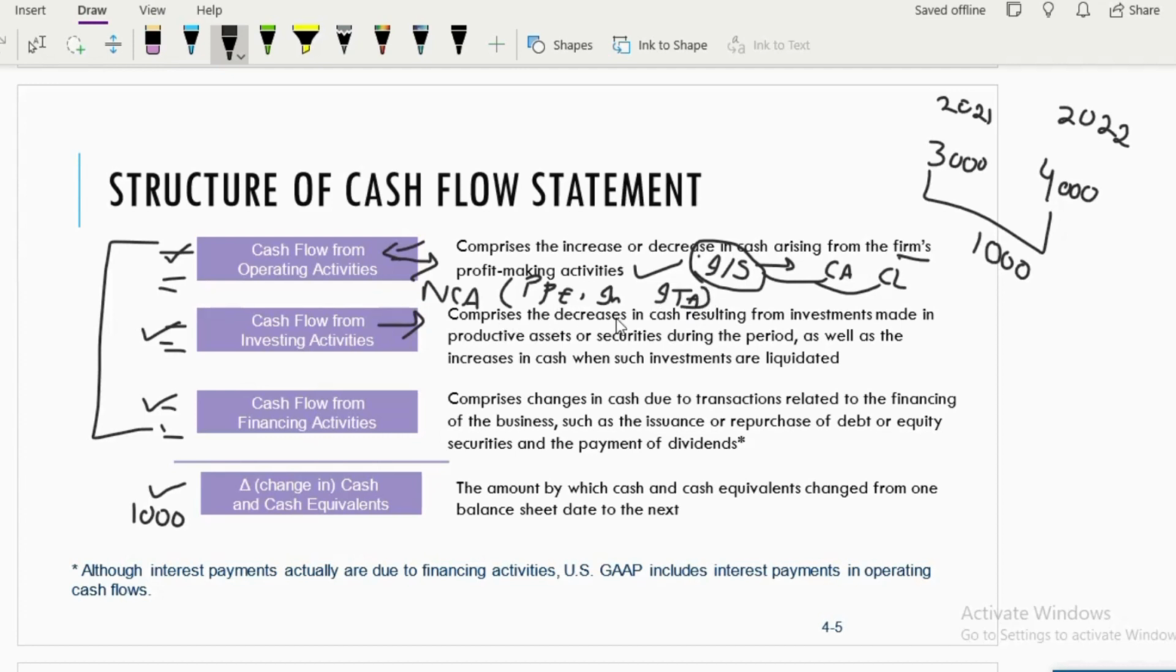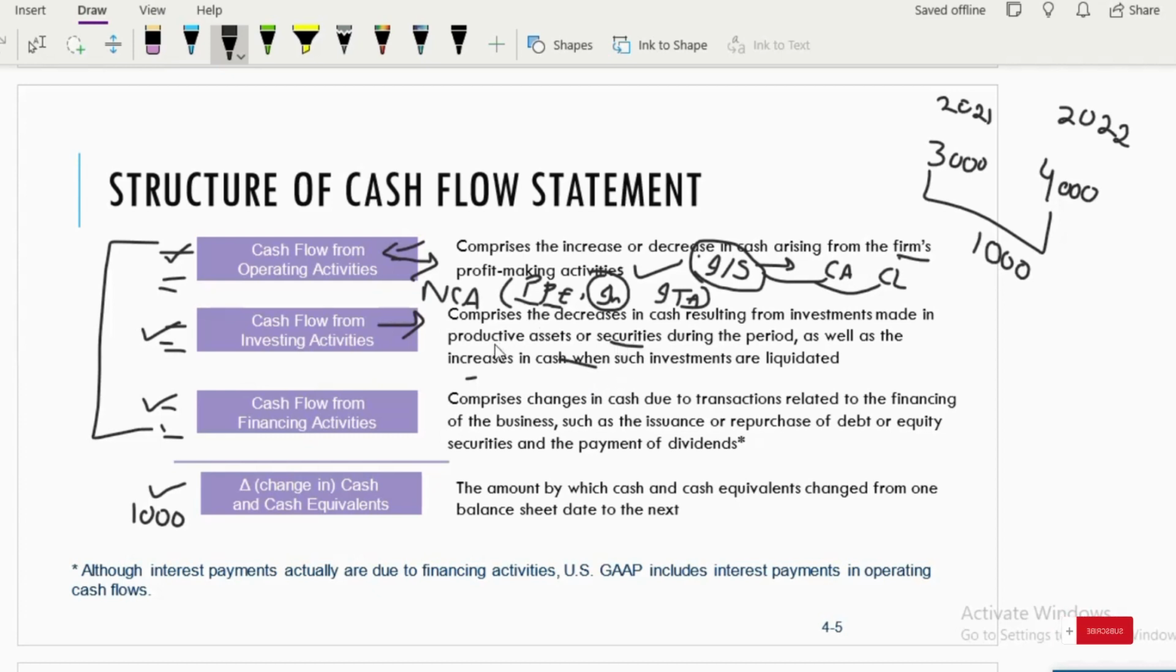It comprises the decrease in the cash resulting from the investments made, where you invested in the productive assets. Productive assets means those which help you in production. So property, plant and equipment they are talking about. Securities are your investments, as well as intangible assets. As well as the increase in the cash.